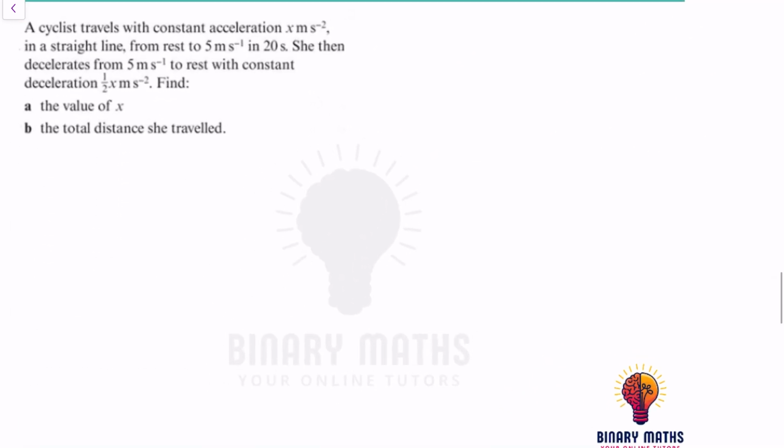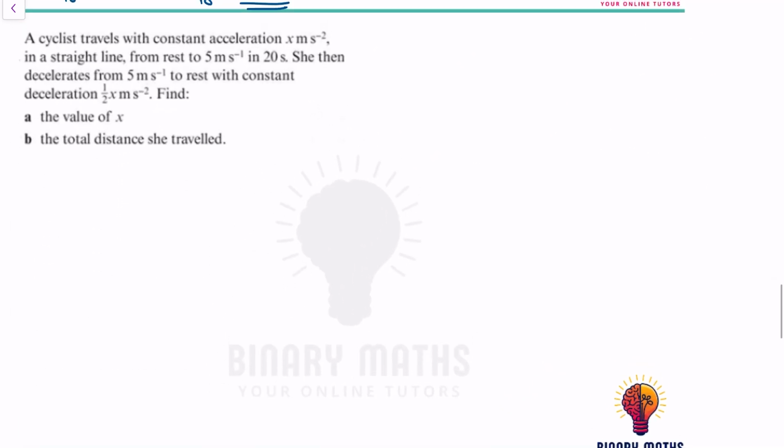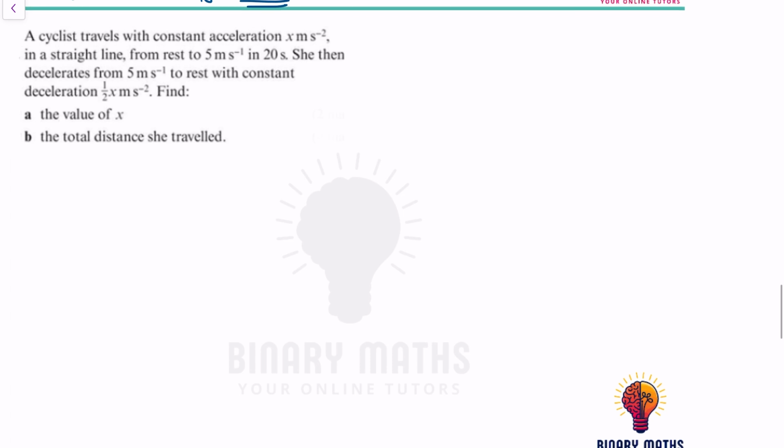Okay, a cyclist travels with constant acceleration x meters per second squared in a straight line from rest to 5 meters per second in 20 seconds. She then decelerates from 5 meters per second to rest with constant deceleration half x meters per second squared. Find the value of x.